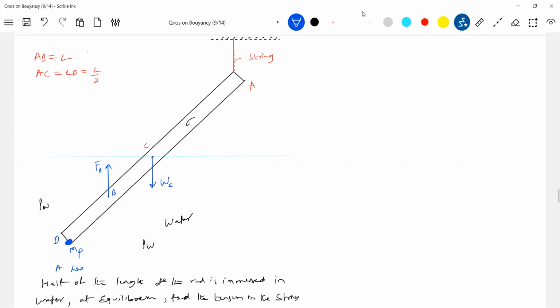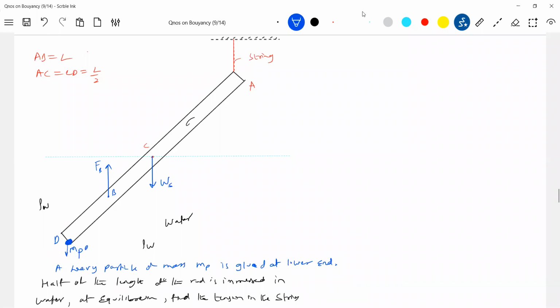A heavy particle of mass MP is glued at the lower end. Now, what are the other things? The weight of this, MPG, will act. So these are all the forces that are acting.